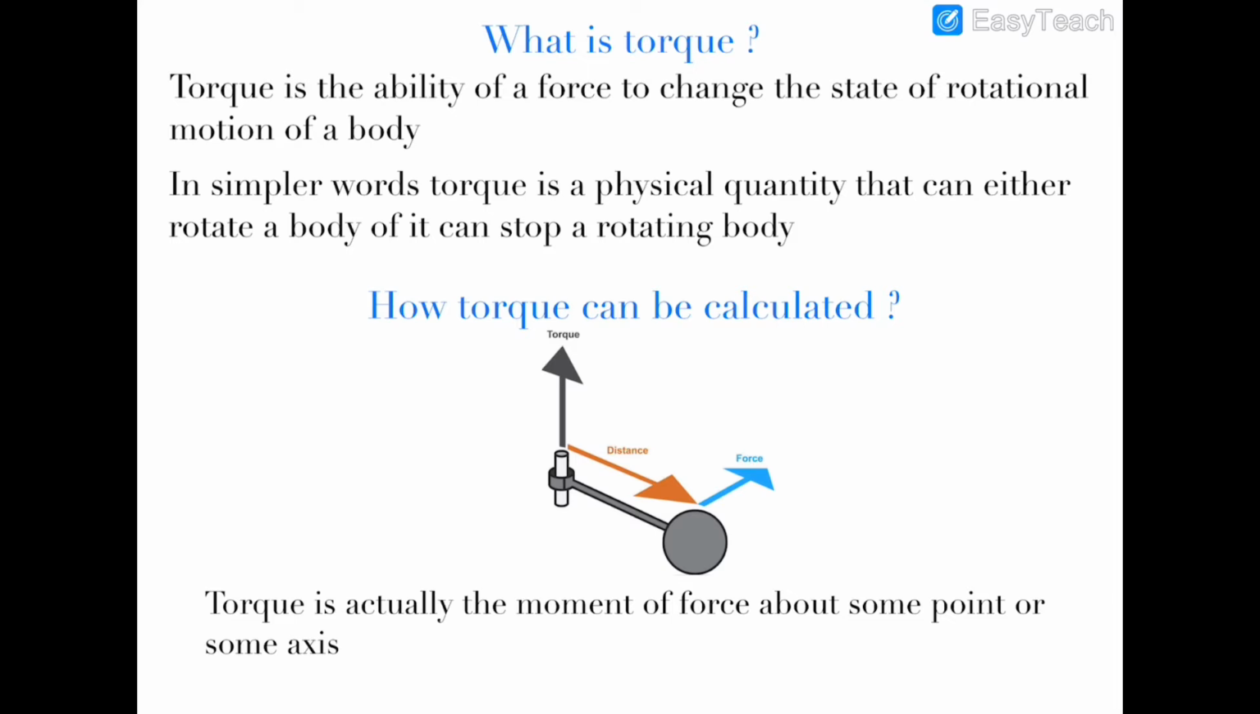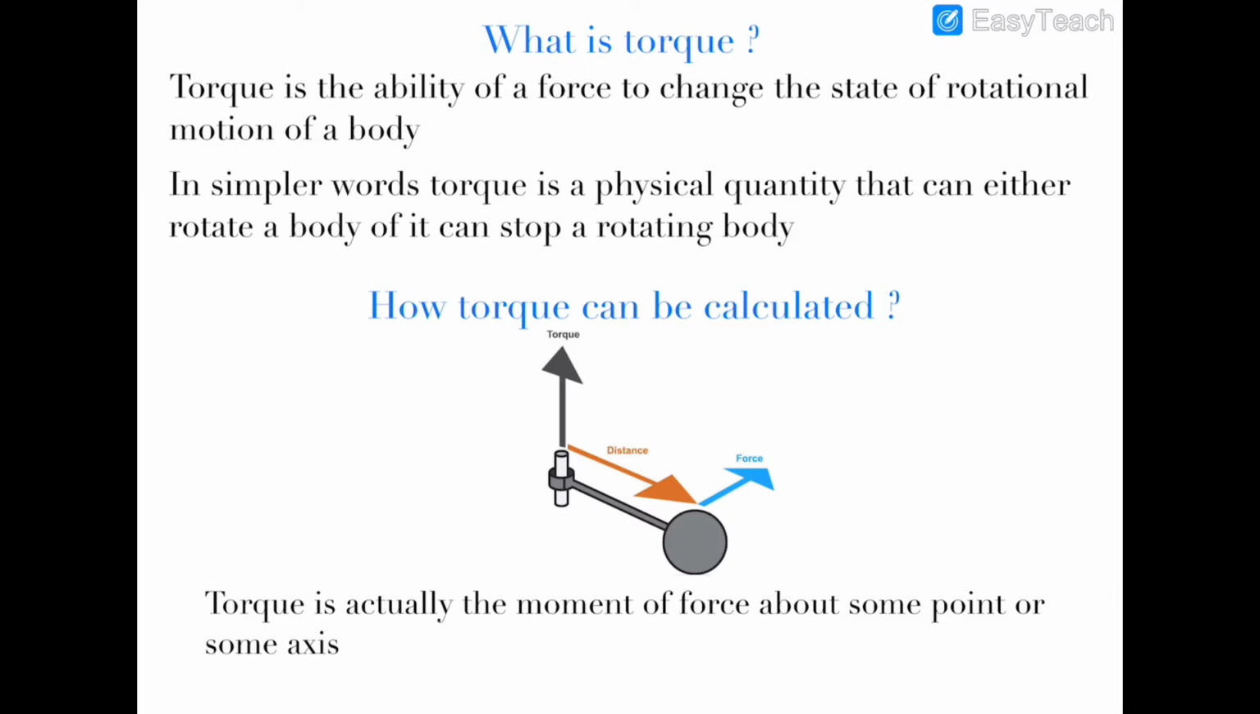Now torque is a vector quantity, and the direction of torque can be calculated by Fleming's right hand rule. You can curl your right hand fingers in the direction of rotation of the body, and the thumb, which is pointing straight, will represent the direction of torque acting on that body. So in this case, if you curl your fingers like that with your thumb straight, then your thumb would be pointing in the upward direction, and that is the direction of the torque acting on this ball.